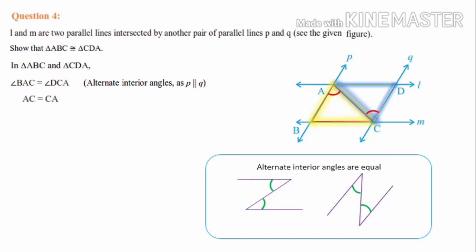So AC is equal to, of course, AC is common. AC is AC only. AC equal to AC. But when you write it in the second triangle, you can see here starting from C. That's why we are writing here AC is equal to CA. That is common for both.